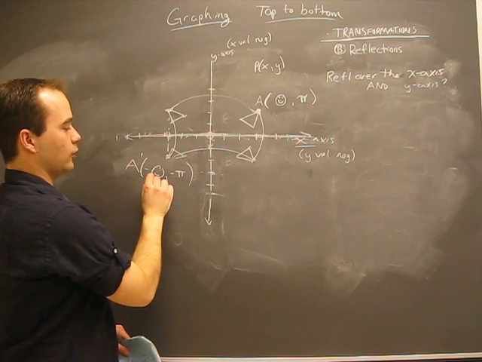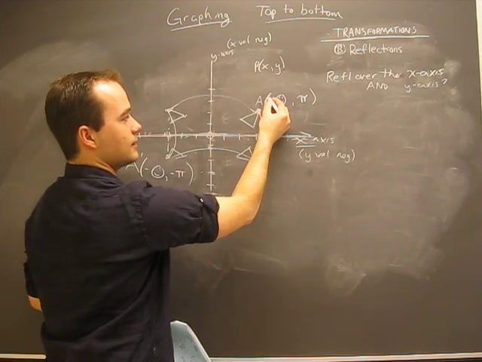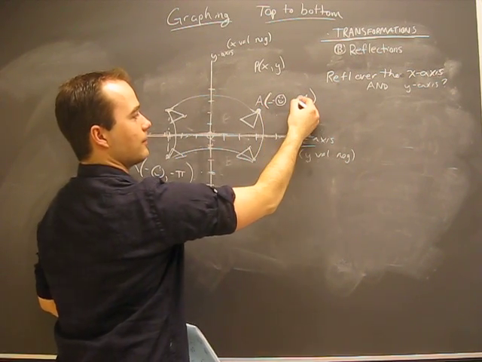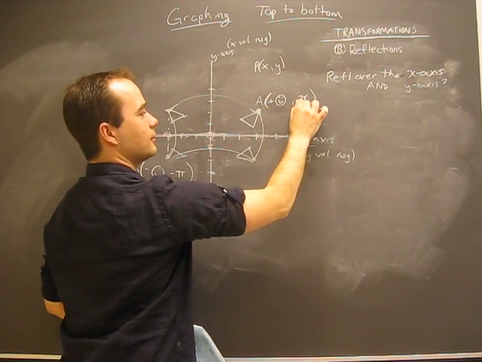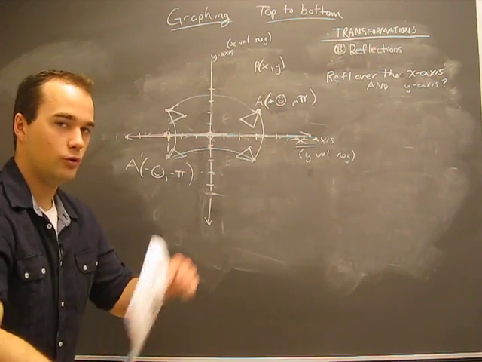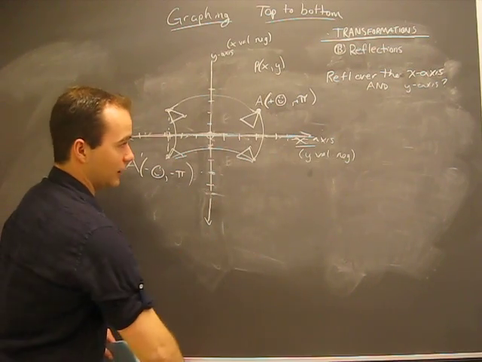And again, if you're moving them back this way, this is the same as negative negative happy face and negative negative pi. And negative negative means plus. So review the previous videos if you need a little help getting the hang of that.